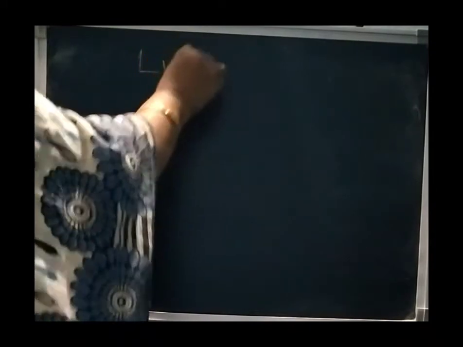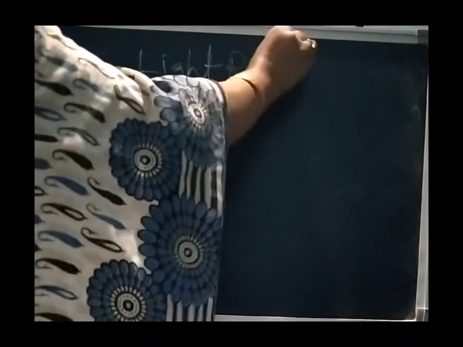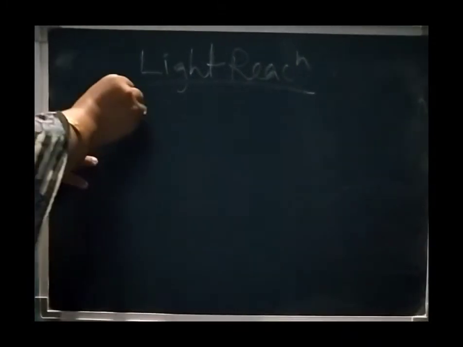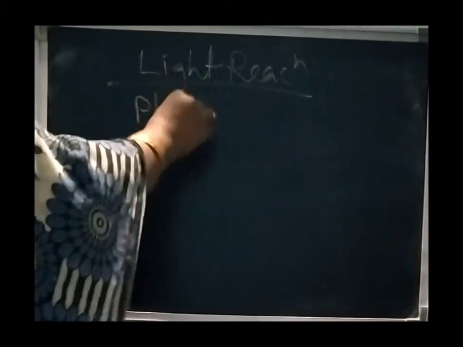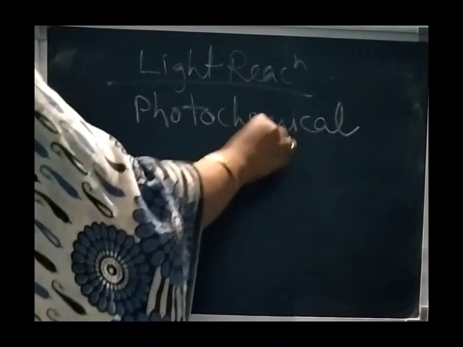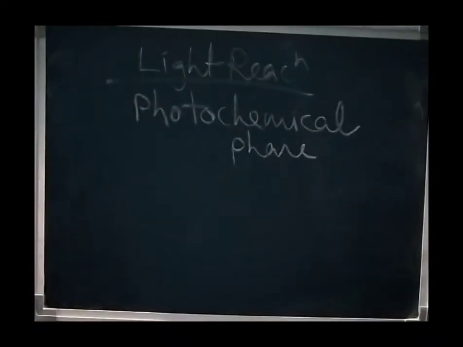Students, as we are continuing the study of photosynthesis in higher plants, our topic is photophosphorylation and photolysis of water, and that is under light reaction. This light reaction is known as the photochemical phase.